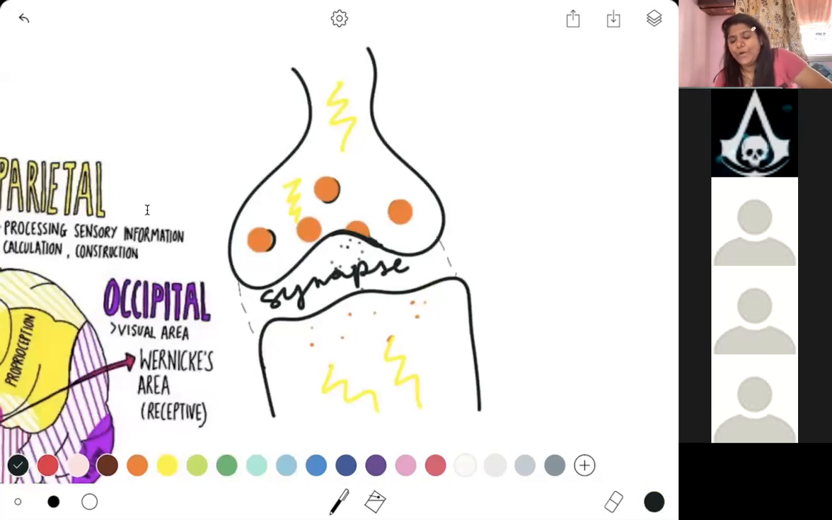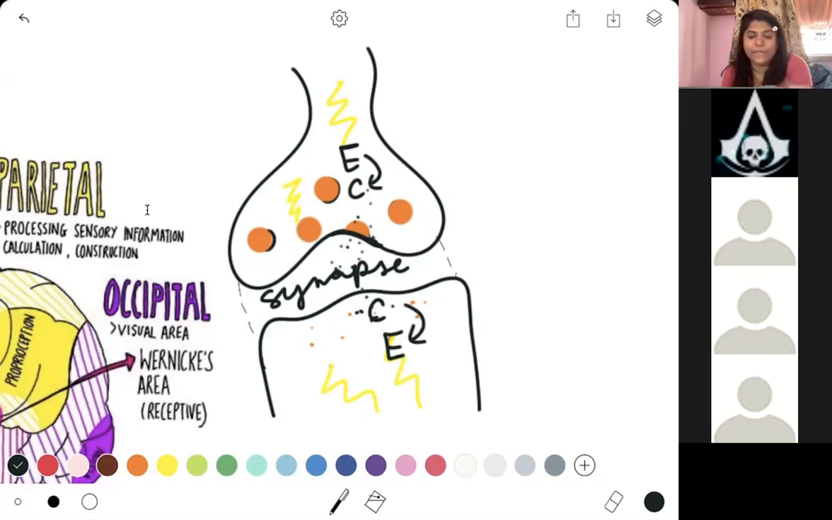What is this gap called? This gap is called the synapse. And here what is happening is synaptic transmission of your nerve impulse, in the form of electrical impulse to chemical impulse, and then again this chemical impulse gets converted into electrical. So we are going to say E, C, C, and E. Electrical impulse comes here, gets converted to chemical impulse, chemicals are picked up here, and then it gets converted back to your electrical impulse.